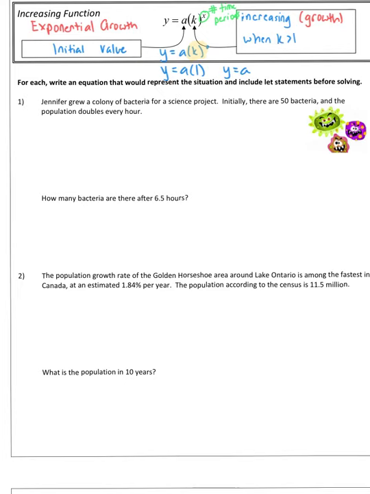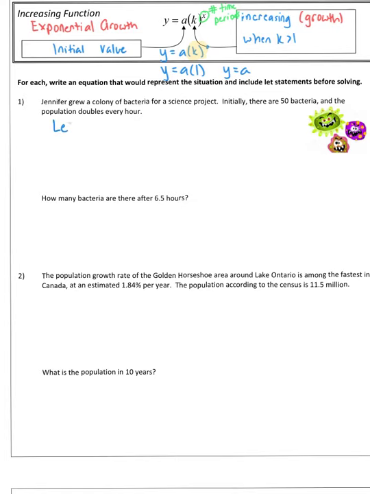In the first question, we are told that Jennifer grew a colony of bacteria for a science project. Initially, there are 50 bacteria, and the population doubles every hour. So we are going to have an equation with x and y in it. We might use different variables that suit the situation a little better, so we are going to make a let statement. Here we are talking about the number of bacteria, and that is dependent on the number of hours.